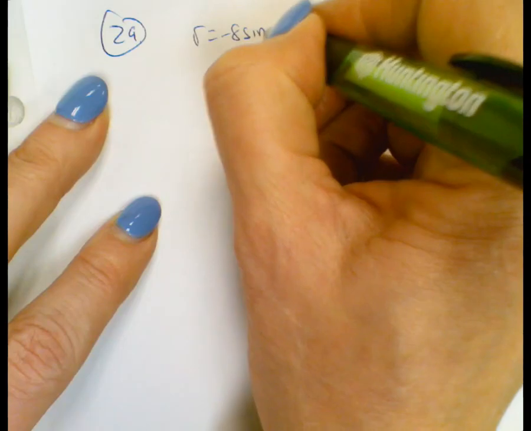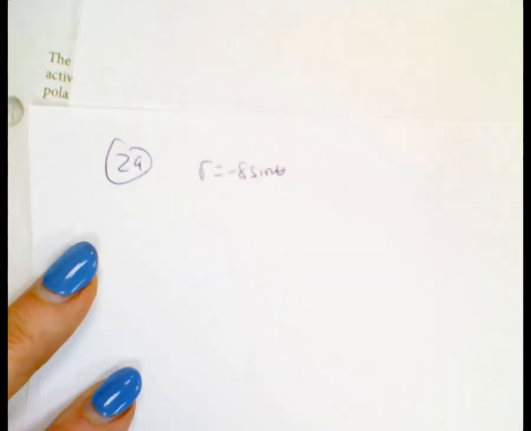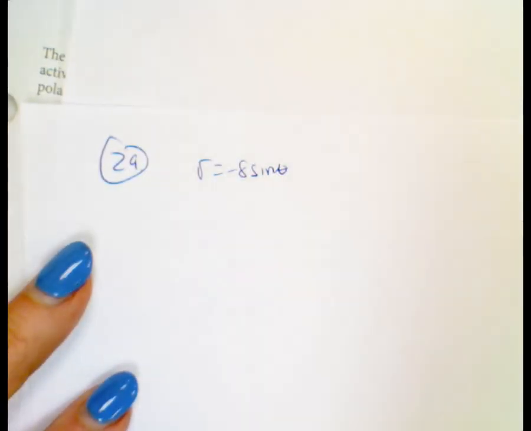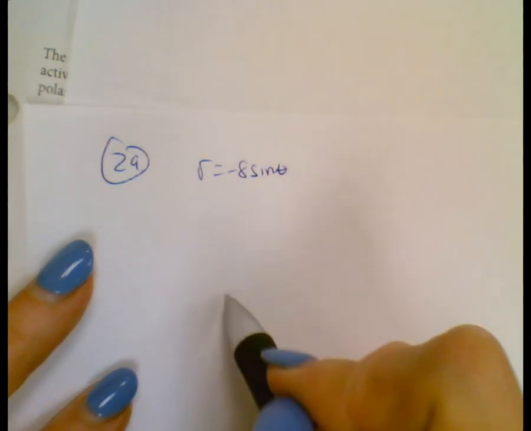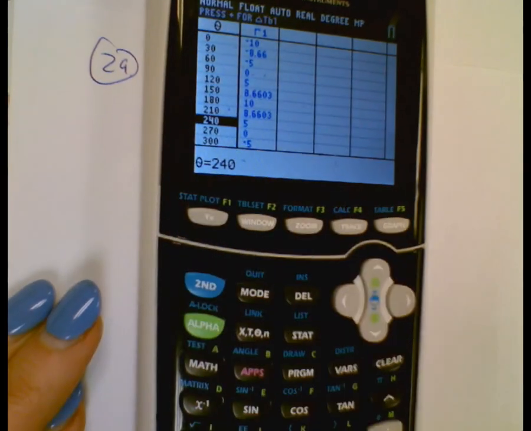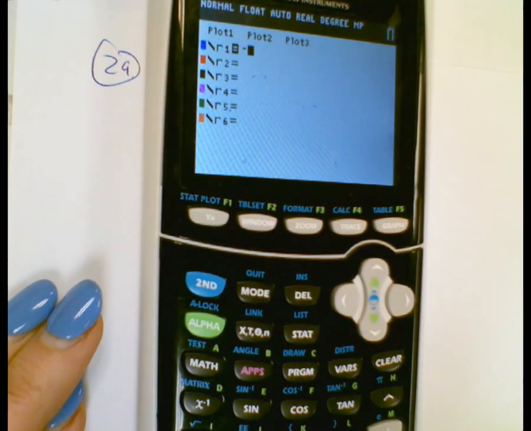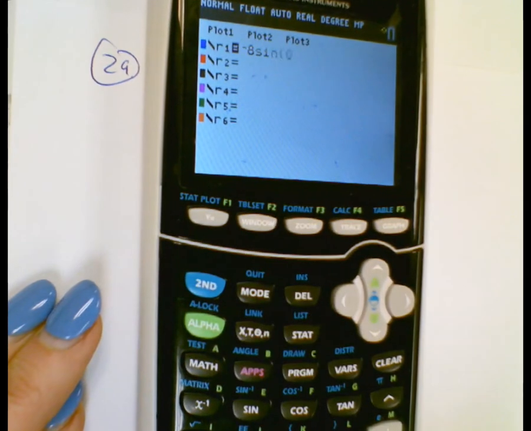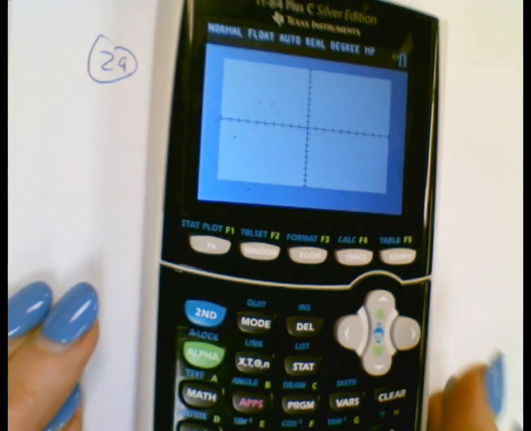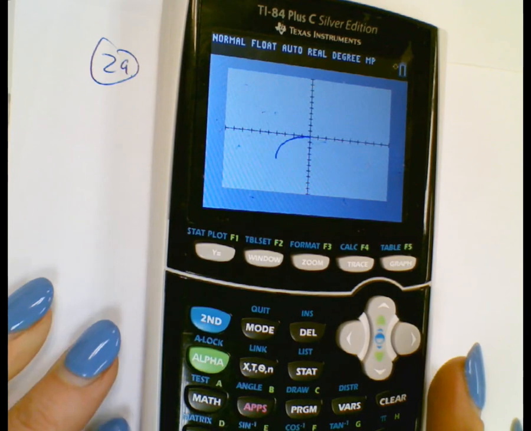So 29, we will do one of these ones with sine, so we have r equals negative 8 sine theta. So what this means to me is that it's symmetric to the y-axis, and it should be down at the bottom part of it. Let's see if I'm right. So we have negative, let's clear this out, negative 8 sine theta. See how it's down there below?